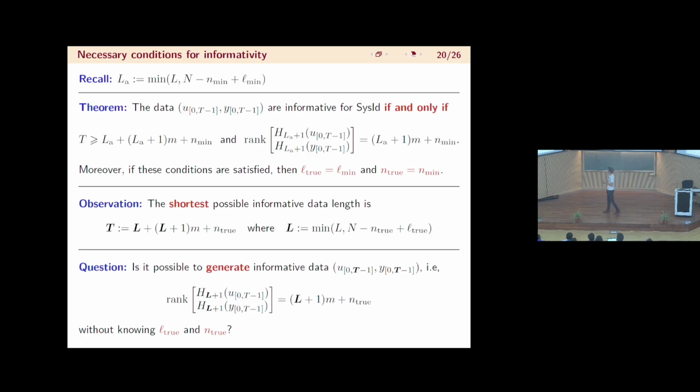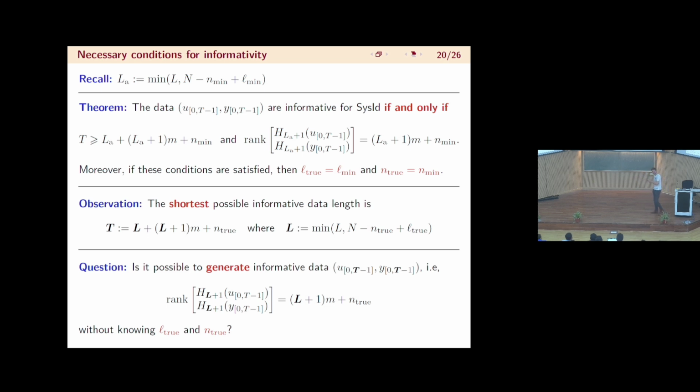At this point, we don't know whether it's possible to generate an experiment with exactly this number of samples. And the point is, of course, that I don't know N_true and L_true before doing this experiment. But miraculously, we will see in the next few slides that indeed it is possible to design an experiment of exactly this length. Curious, huh?